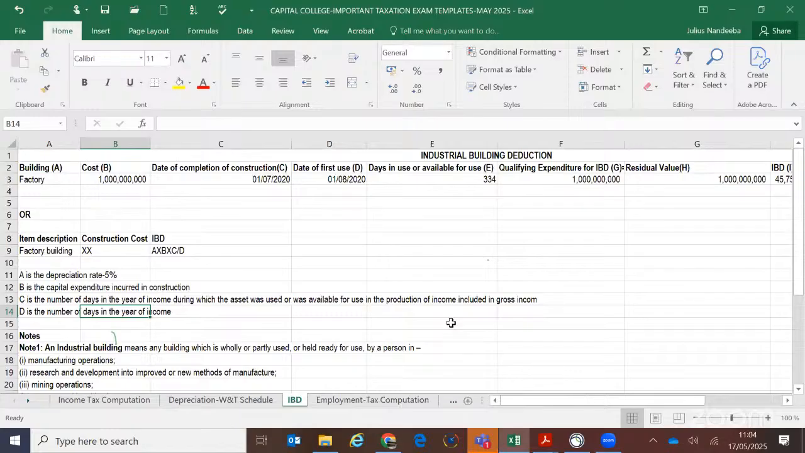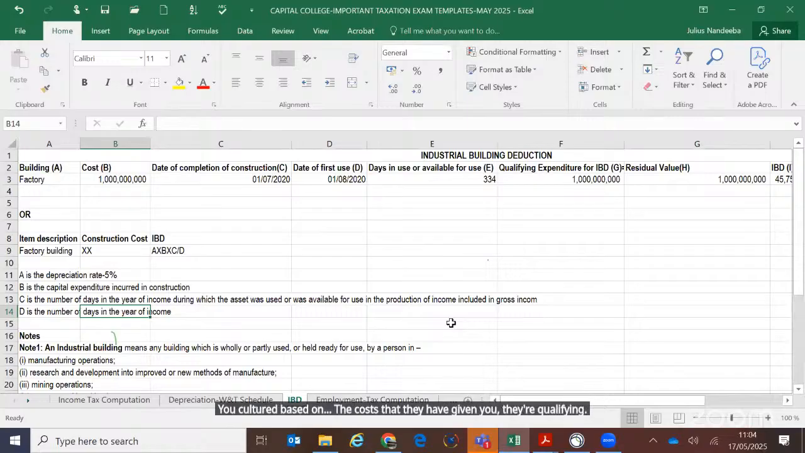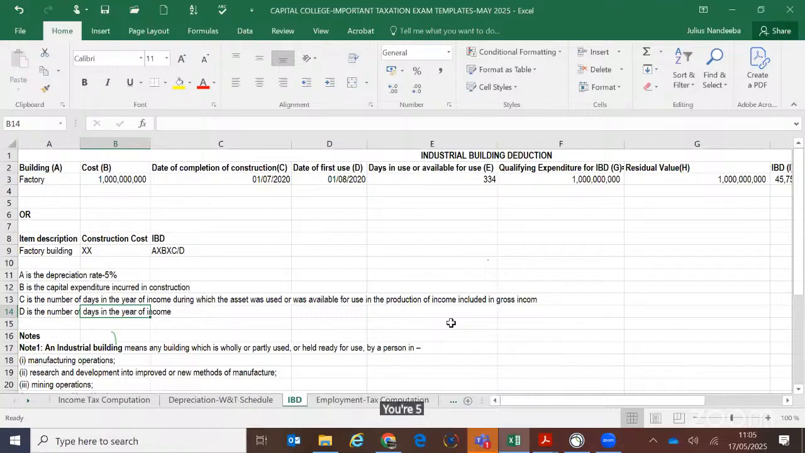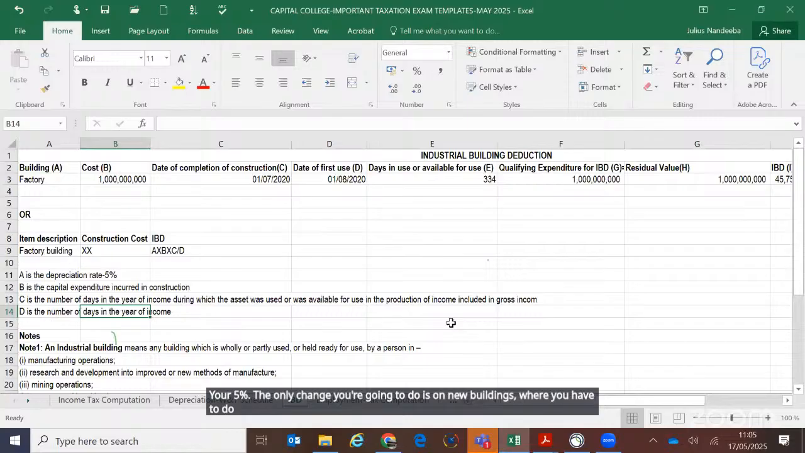You calculate based on the cost that they have given you, the qualifying cost. Do not first say, this asset was constructed that time. Can't I first give it initial allowance? Don't go there. You will get it wrong. By the time they give you the qualifying cost, it is the cost upon which you're going to apply your 5%. The only change you're going to do is on new buildings where you have to do the time apportionment. I hope I'm clear. Okay.